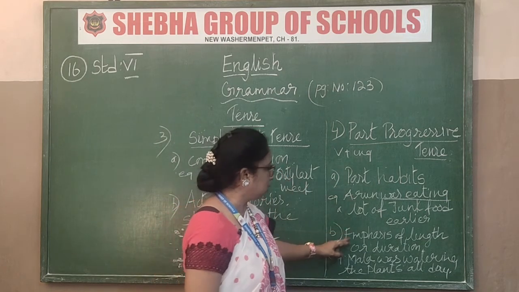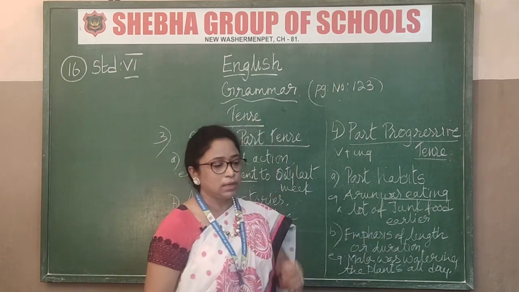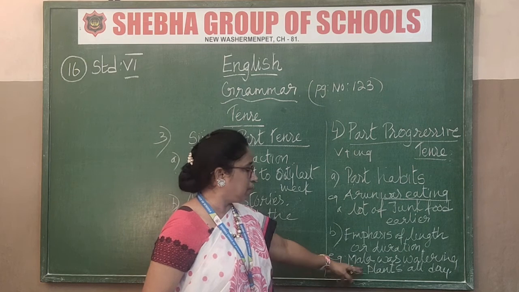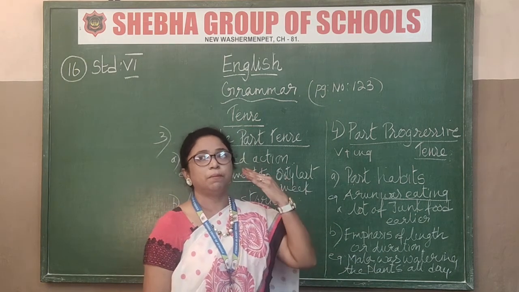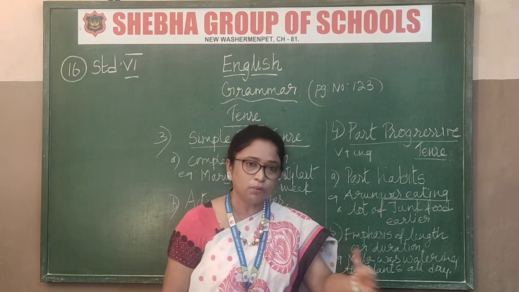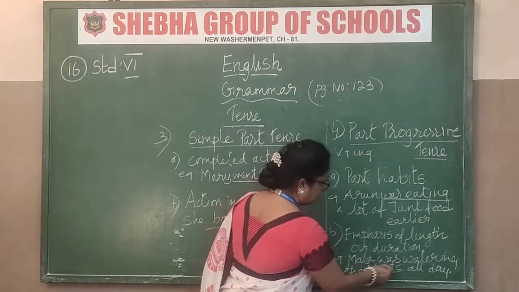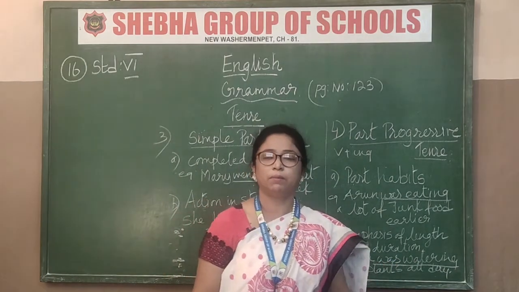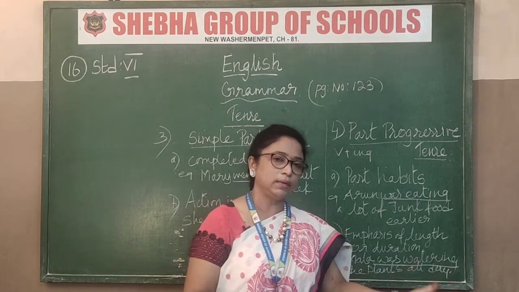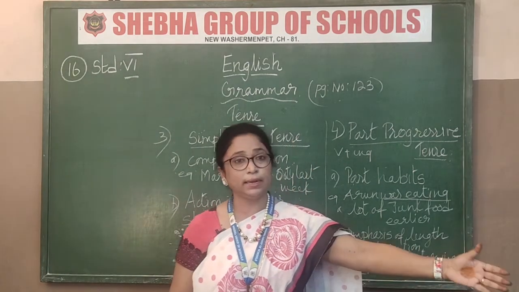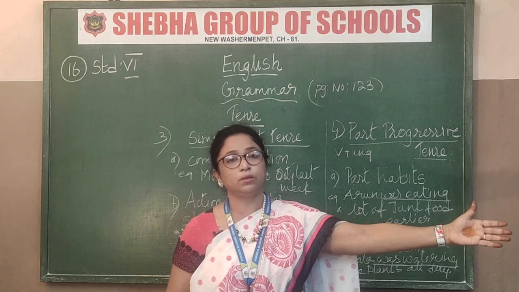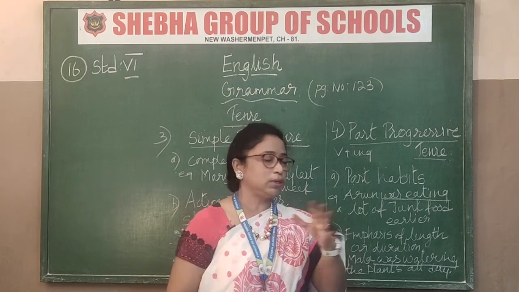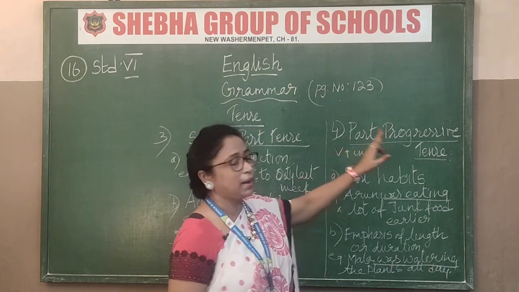Got that now? The next is emphasis on the length and duration of time. What was she doing? For example, see that Mala was watering the plants all day. That means from the morning she went on watering. So from the morning she started, and she is still watering. Till what time do we have the day? Till 4 o'clock. So what is she doing? The whole day she was watering the plants. Got that now? So that is the past progressive tense.